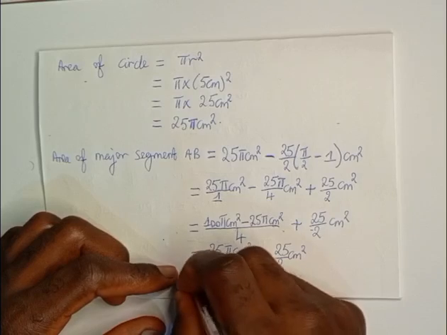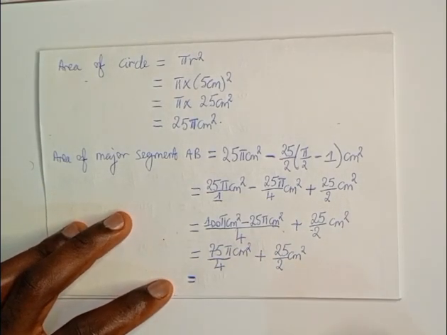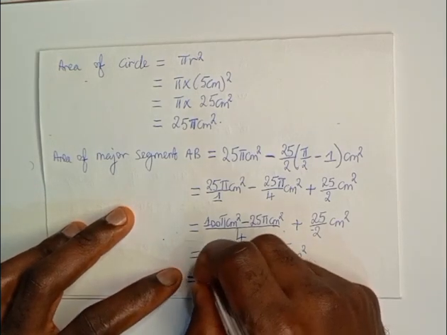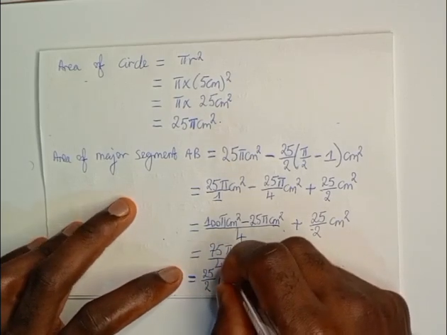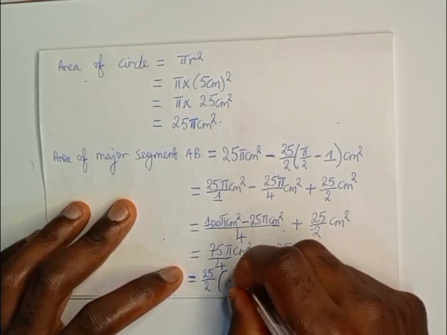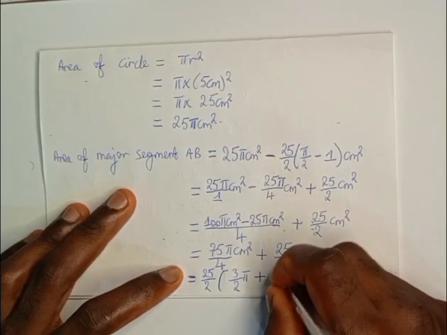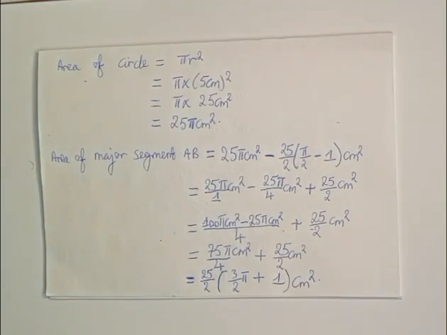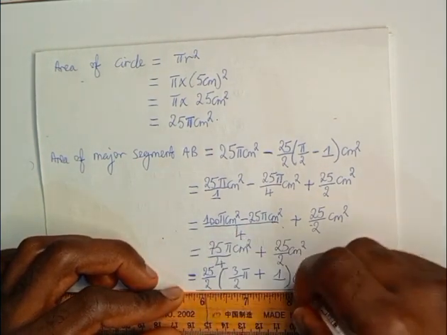This will simply be equal to, you'll see that we can factor out the 25 over 2. This will give us 25 on 2 times 3 on 2 pi plus 1, all this centimeters squared. So this will be the area of the major segment AB of that our circle.